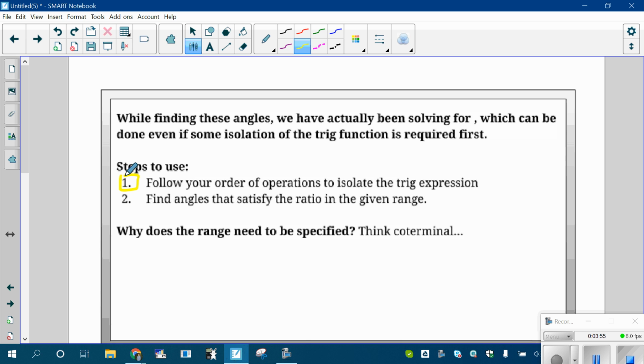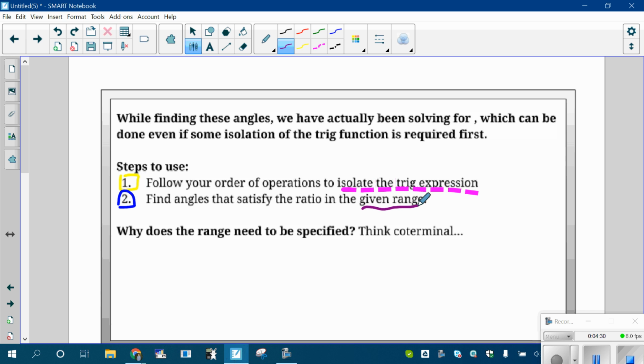We have to follow your order of operations to isolate the trig expression. So usually we're going to actually have to do some algebra. Add 2 to both sides, divide both sides by 3, subtract 5 from both sides, multiply both sides by 2. Do some algebra in order to get the trig expression by itself. Isolate the trig expression. Once you have the trig expression by itself, once you have cosine of theta equals a number, then you guys can do this. Then you're just going to find the angles that satisfy the ratio in the given range.